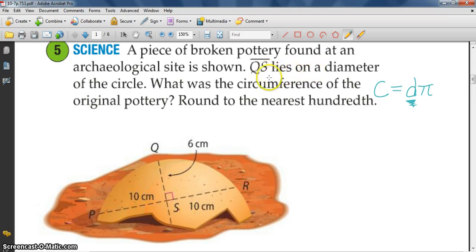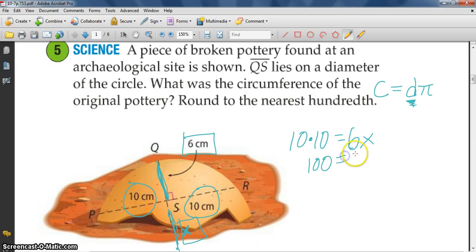It states that QS lies on the diameter of the circle, so QS is part of the diameter. We need to figure out what the other part of the diameter is, so we'll call that part x, since we don't know what it is. Since the diameter is just a chord through the center of the circle, we can use our chord theorem, which states that the product of these two parts of this chord, so 10 times 10, is equal to the product of these two parts of this chord, so 6 times x. So we get 100 is equal to 6x, so x is equal to 100 divided by 6.